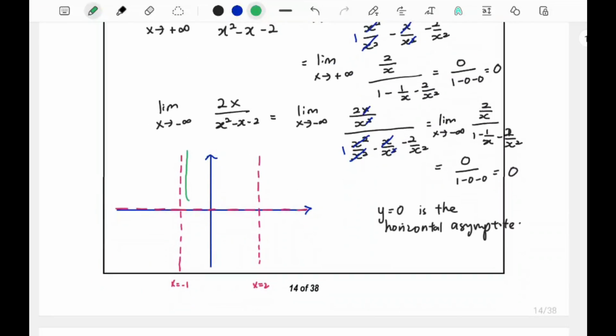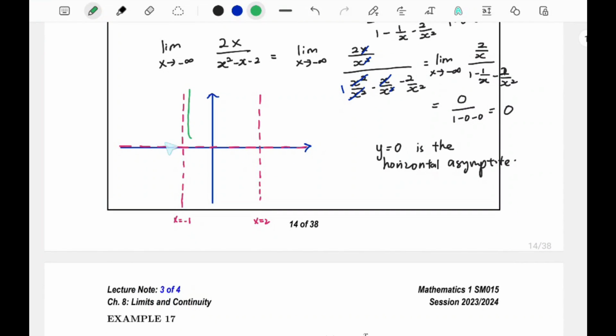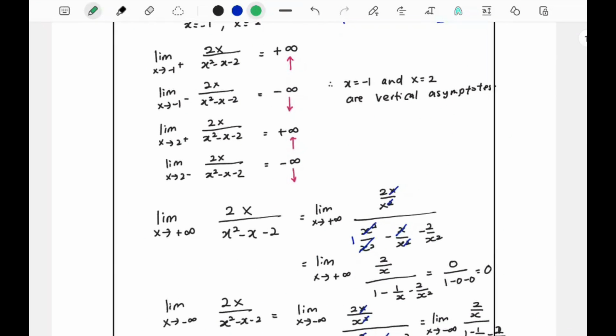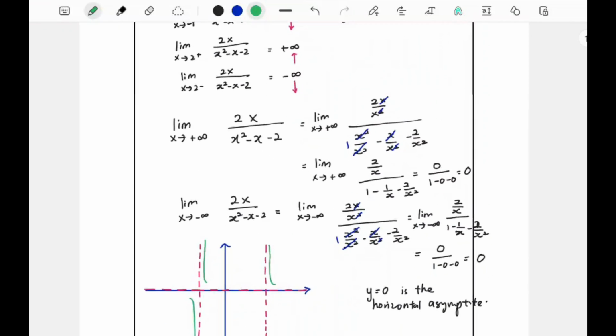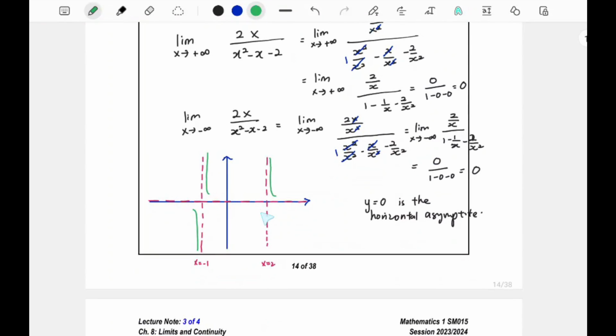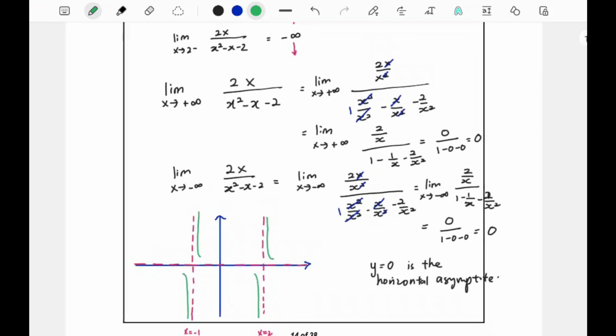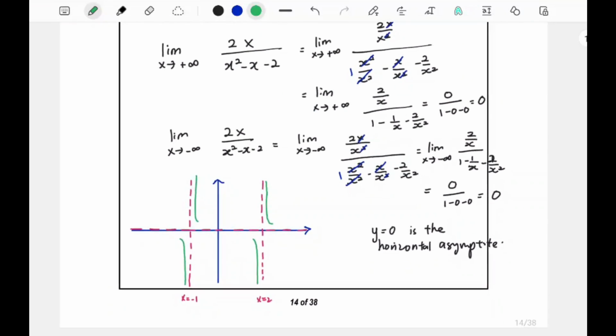-1 from the left, it's going to go down. 2 from the right, go up. So this is 2, so go up. 2 from the left, go down. Okay, alright, so we're done with the vertical asymptotes.